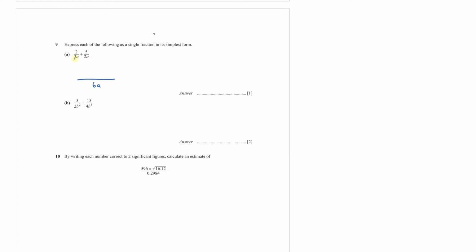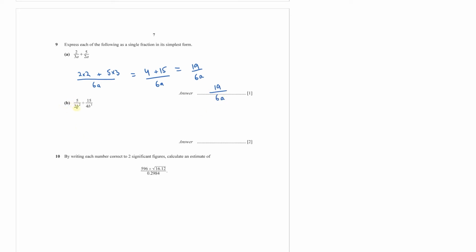So since you multiplied this denominator by 2, you will multiply this 2 in the numerator by 2 as well. Plus, since you multiplied this 2a by 3 to get 6a, 5 here will be multiplied by 3 as well. So 2 times 2 is 4, 5 times 3 is 15, over 6a, and then 15 plus 4 is 19 over 6a. So your answer will be 19 over 6a.